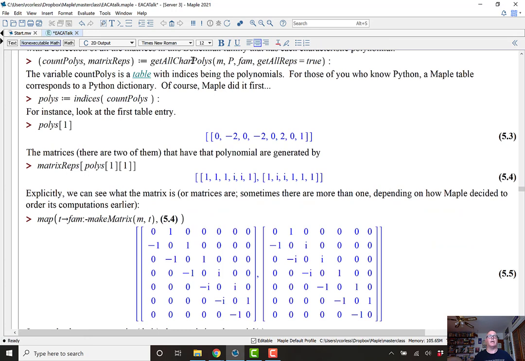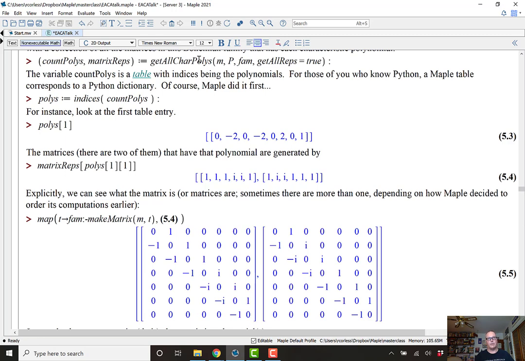That gets all the characteristic polynomials, and it counts the number of times that a given characteristic polynomial occurs. And it'll return a matrix representation. In fact, I say get all reps here, so all matrix representations for that one particular characteristic polynomial, because there are some matrices in this collection that have the same characteristic polynomial.